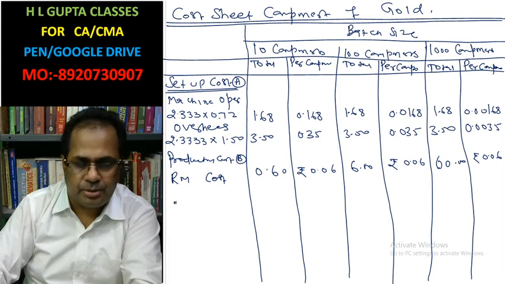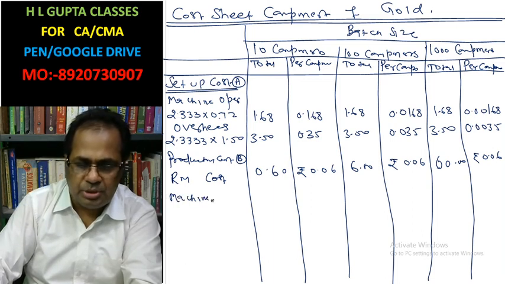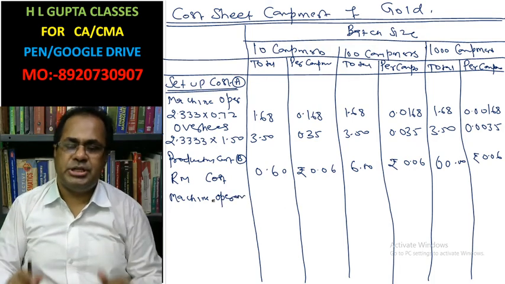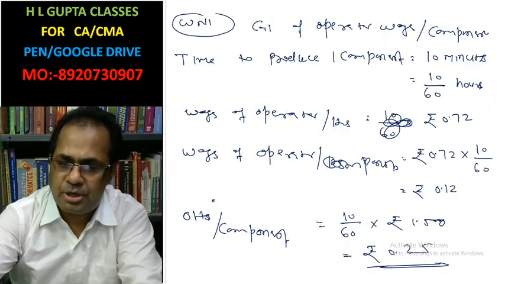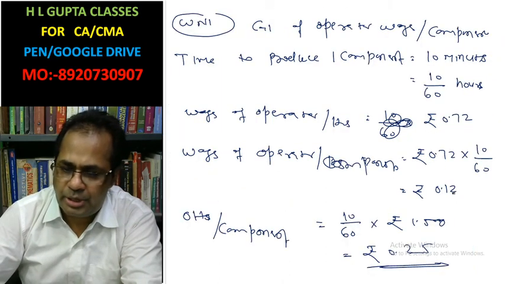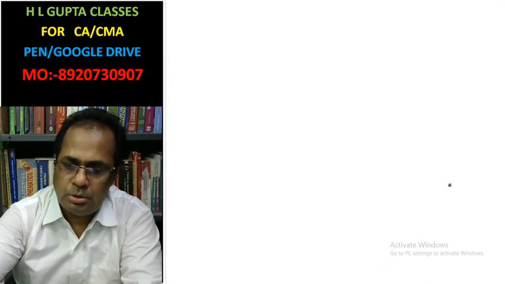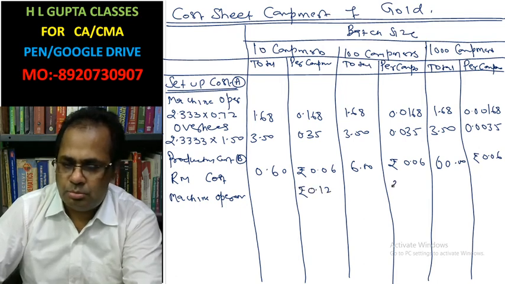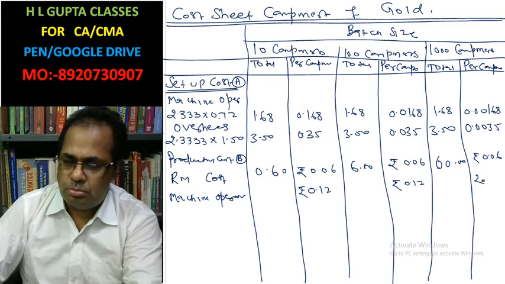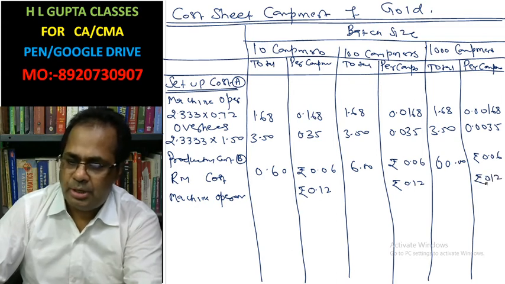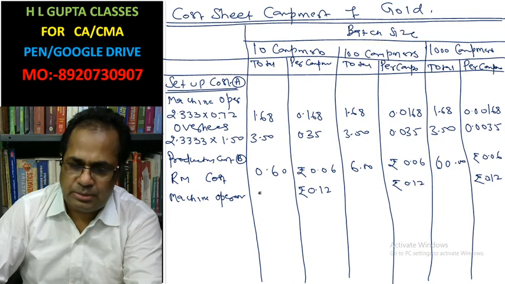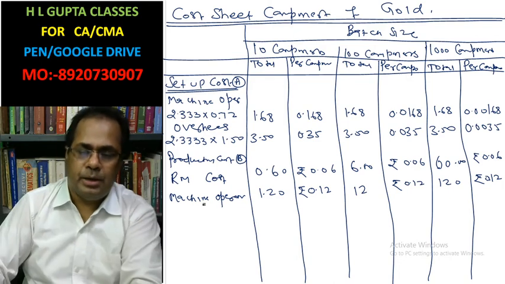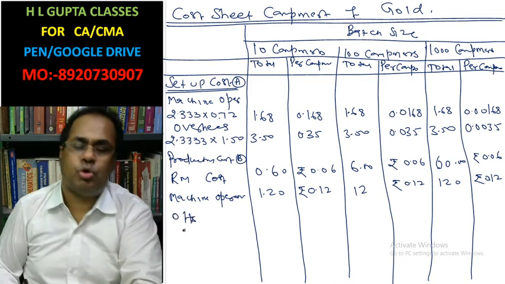Machine operator cost per component is 0.12. For 10 components it is 1.20, for 100 it is 12, and for 1000 it is 120. Now you have to add overheads.